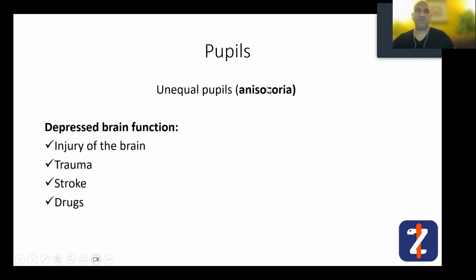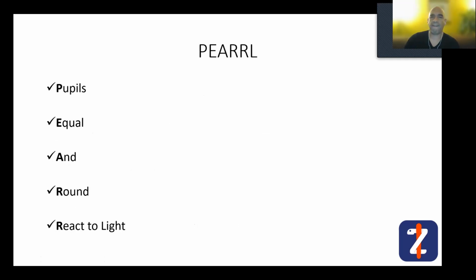Unequal pupils: some people have a condition called anisocoria, which is unequal pupils. One is dilated and one is constricted. So find out, ask them. Other causes: depressed brain function, head injuries, and trauma can also cause the pupils to respond a certain way. Strokes and drug overdose are things where we really need to check the eyes.